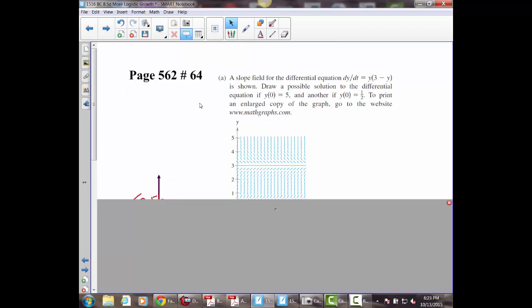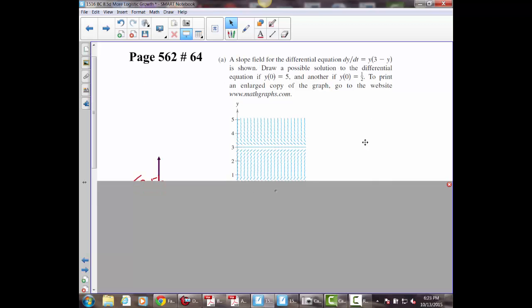So if we look at number 64 on page 62, they give you a slope field. You'll notice this is a logistic growth equation because it's dy dt equals k, which happens to be 1 here, times y times parentheses capital A minus y, and your capital A happens to be 3.